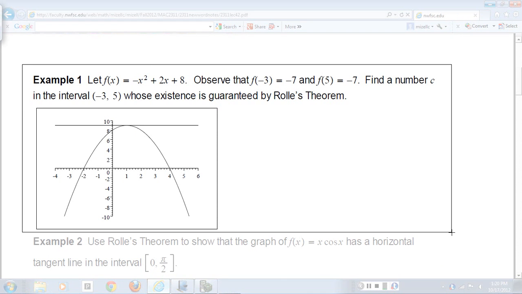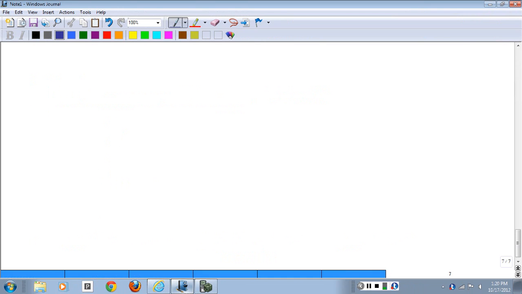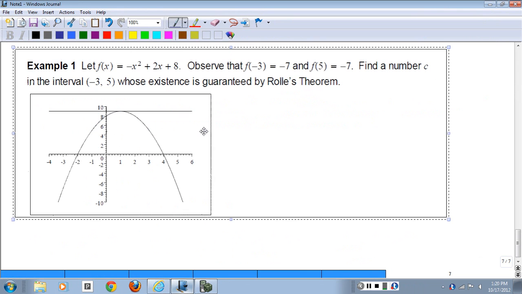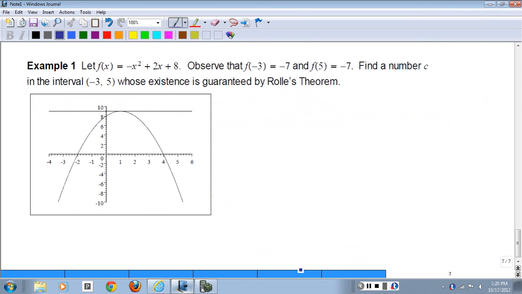Find a number C in the open interval from -3 to 5 whose existence is guaranteed by Rolle's theorem. So I just want to make sure that the hypotheses of Rolle's theorem are satisfied on this interval -3 to 5. So there's the open interval from -3 to 5, and then of course it's got to be good. It's differentiable on that open interval, continuous on the closed interval, but it's a polynomial. And polynomials are continuous and differentiable everywhere, so we don't have to stress about that.